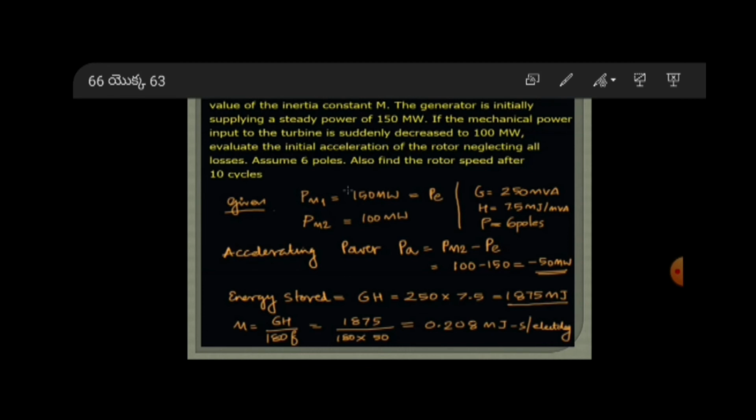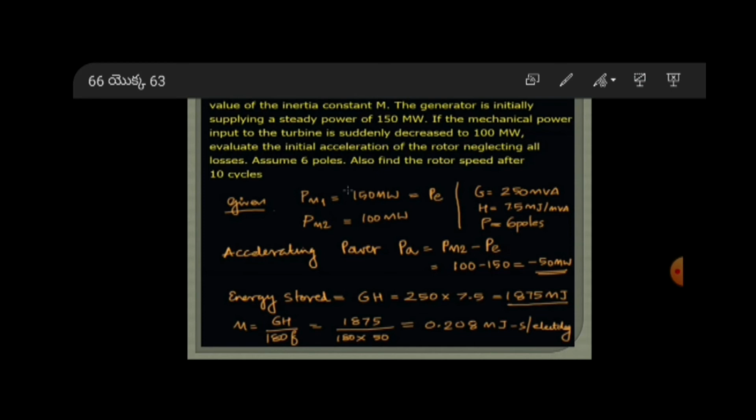You have to determine the value of the moment of inertia constant. H is the inertia constant, and M is the moment of inertia constant, that is the capital M. What is the formula? M is equal to GH by 180F. So this GH you have to find out. What is GH? That is the energy stored.